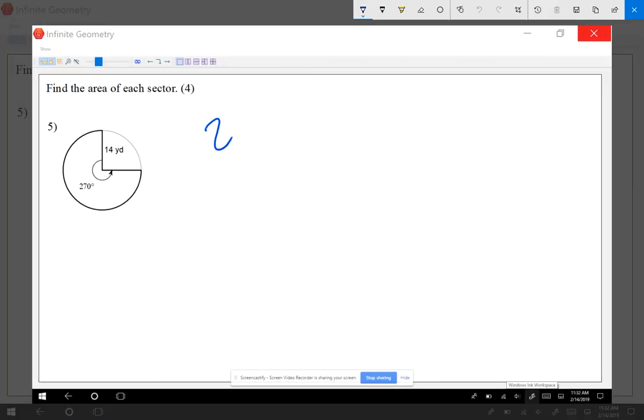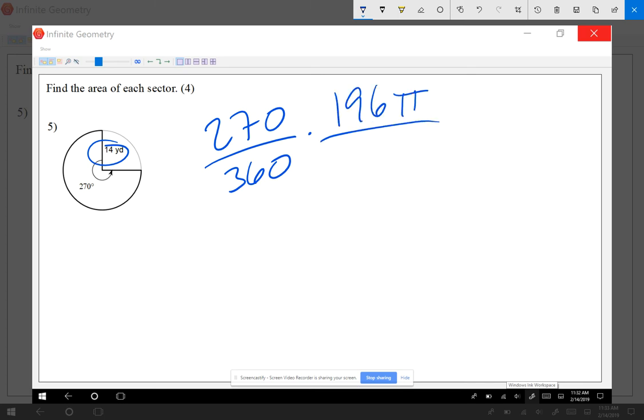All right, so I'm going to write 270 over 360 because it's how much of the circle we have. I'm dealing with area of circles. I see that radius is 14. So I'm going to say the area is 196 pi over 1. 196 because I went 14 squared, radius squared. Multiply your fractions and simplify. I'm going to simplify first.